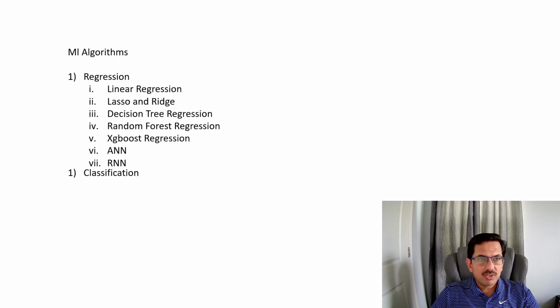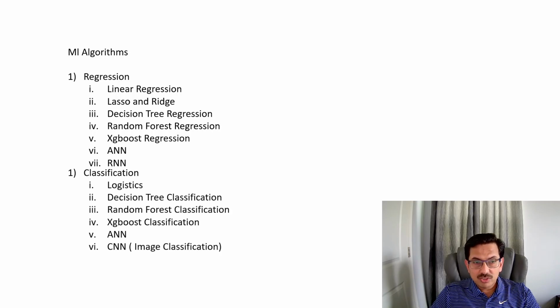For regression, we have linear regression, lasso, ridge, decision tree regression, random forest regression, XGBoost regression. Even from the deep learning point of view, ANN is there. For classification problems, RNN is there, logistic regression is there, decision tree classification, random forest classification, XGBoost classification, ANN is used, and also CNN is used for image classification.